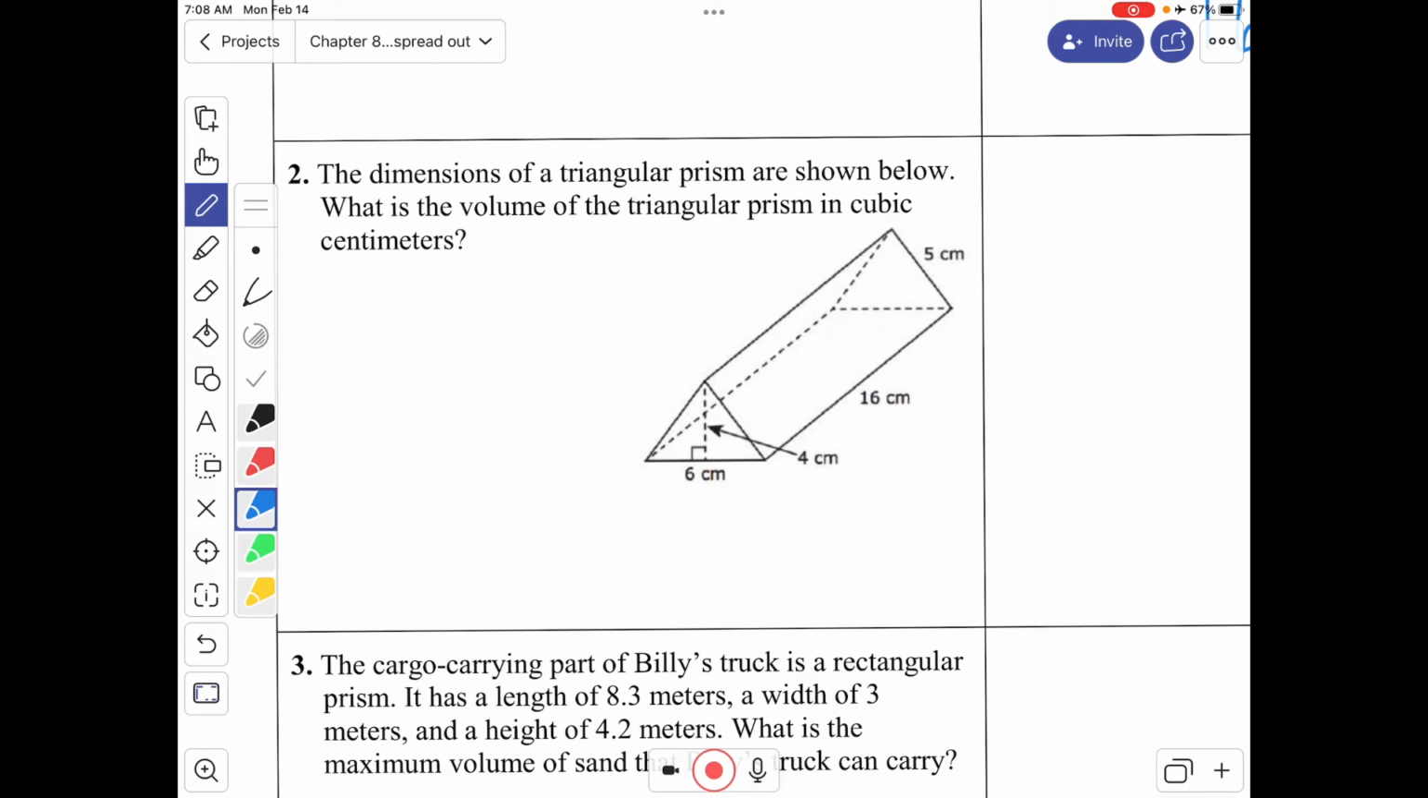The dimensions of a triangular prism are shown below. What is the volume of the triangular prism in cubic centimeters? So it asks for volume. I need to write the formula. Area of the base times the height. And where the capital letter B is, I need to plug in the formula for that base. Well, that base is a triangle, so the formula for a triangle is 1/2 base times height. And then we still have to multiply times the height of the prism.